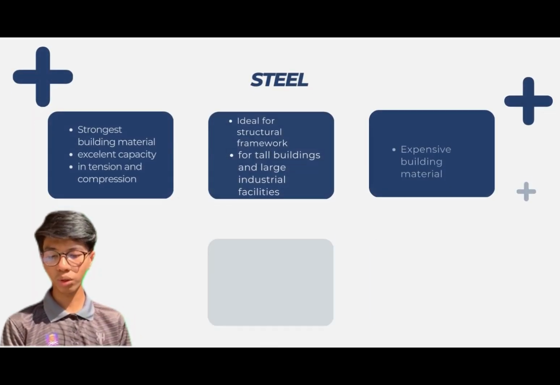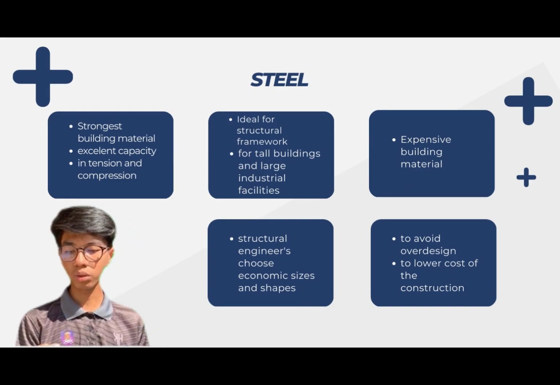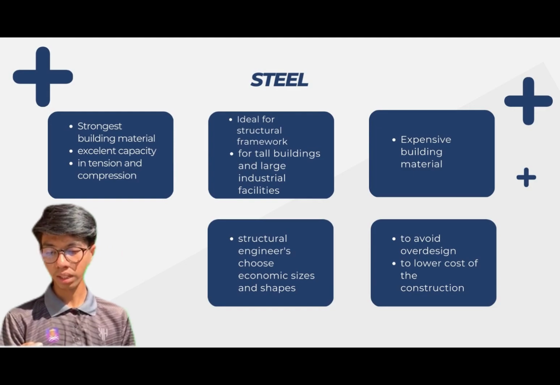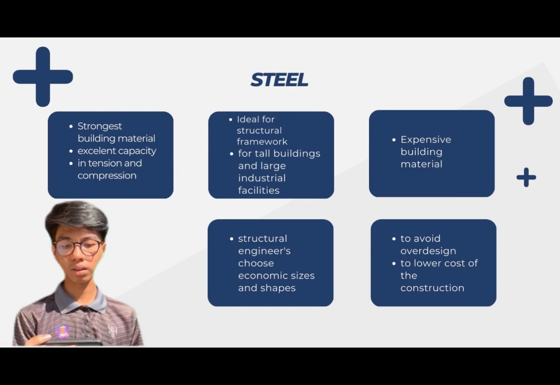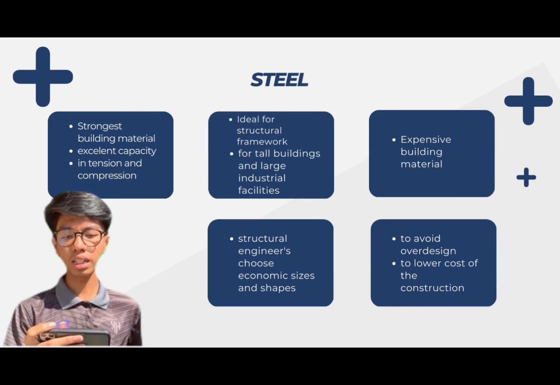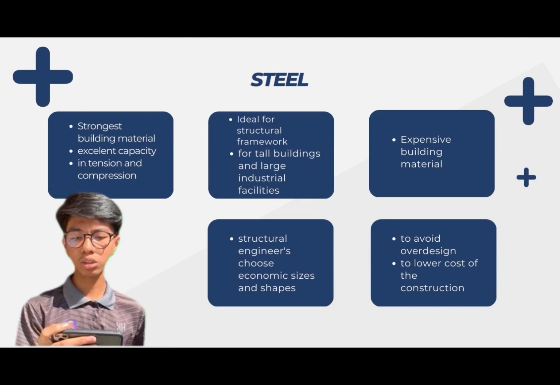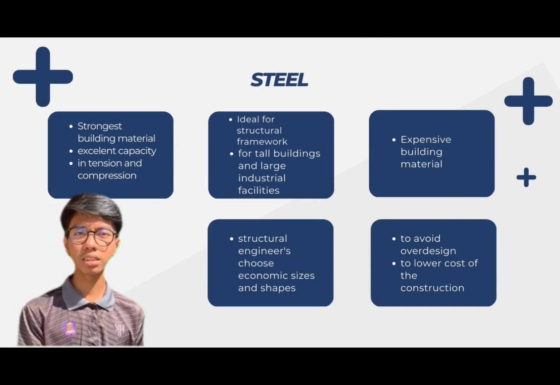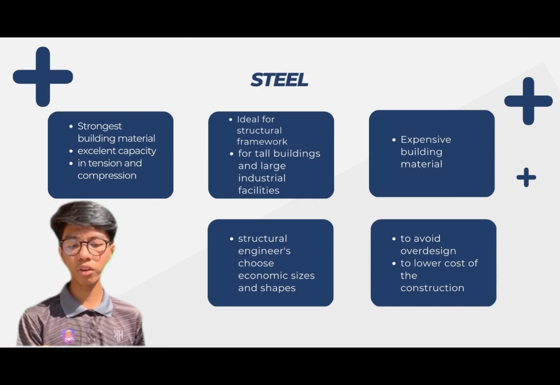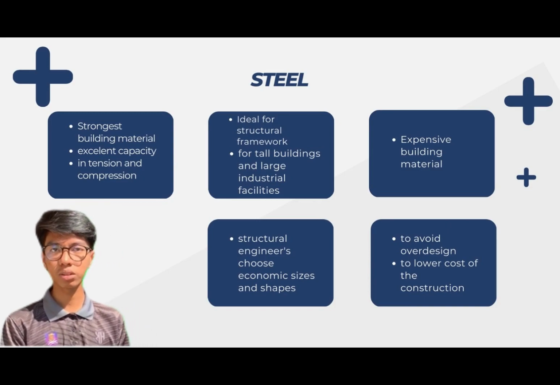Number 3. Steel. Steel is one of the strongest building materials available with excellent strength capacity in both tension and compression. It is ideal for structural framework of tall buildings and large industrial facilities. However, steel is an expensive building material, so it's the structural engineer's responsibility to choose economic sizes and shapes to avoid overdesign and to lower the cost of the construction.